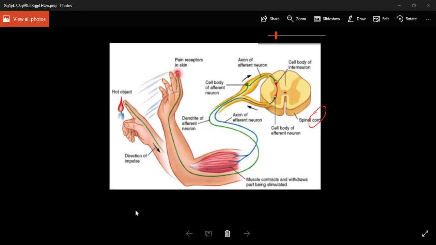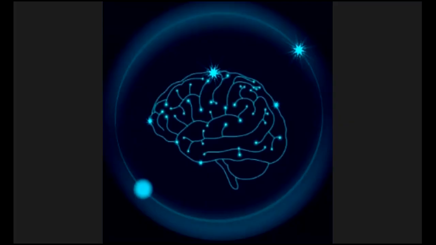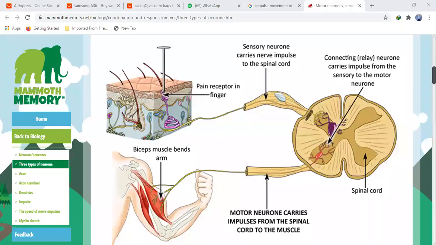The next one is... Excuse me, sir. Yes, go ahead. Sir, only the candle picture is visible. Very sorry. Now can you see? Yes, sir. Okay.